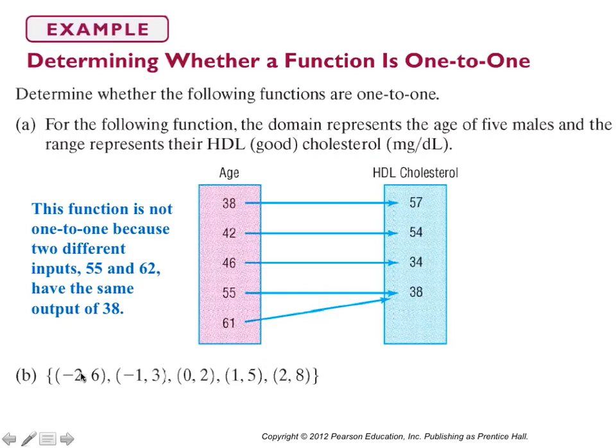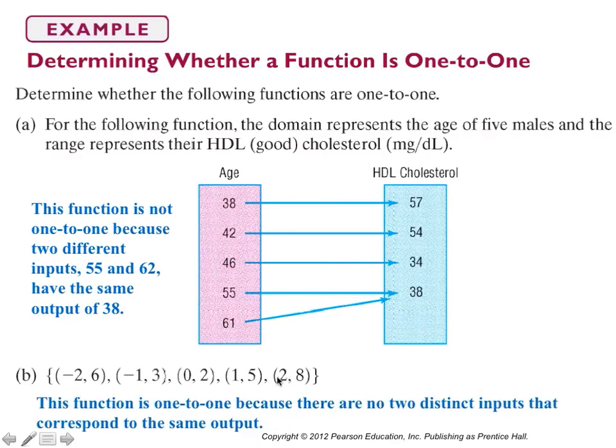Now, if we look down here, we have kind of a different data set given. We have some coordinates. We have -2, 6, -1, 3, 0, 2, 1, 5, and 2, 8. Now, for this one, it actually does appear to be one-to-one. There are no 2 distinct inputs that correspond to the same output, so we don't have any repeating x's or y's.